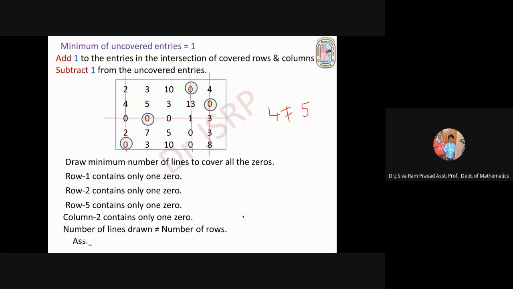So number of lines drawn is not equal to number of rows. That means the assignment is not completed. We have made only 4 assignments. In the previous step, we made 3 assignments. Now we have made 4 assignments: A to 4, B to 5, C to 2. We have not made D and E to 1. So the assignment is not completed. We have to improve the solution, that means find new possible assignments. For that, we repeat the same process.